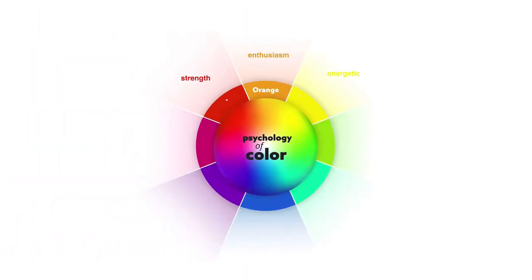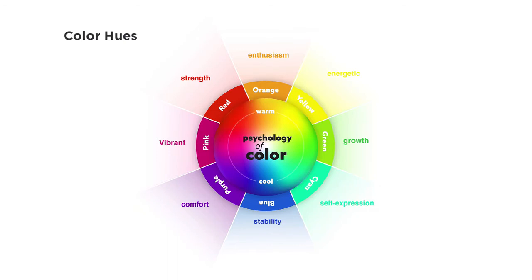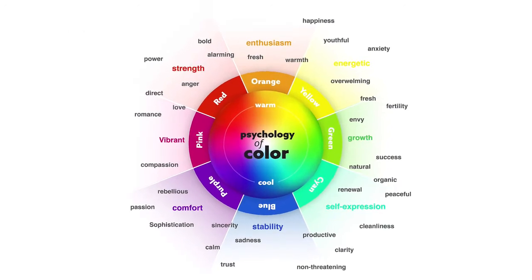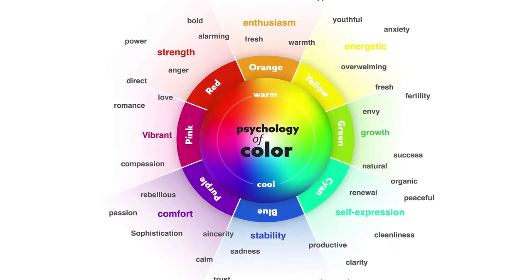I'm including a color psychology chart to give you a rough idea of some of the emotions and reactions we can evoke with color. Certain colors are stronger, like reds and warm colors, while other colors are naturally more calming and relaxing.